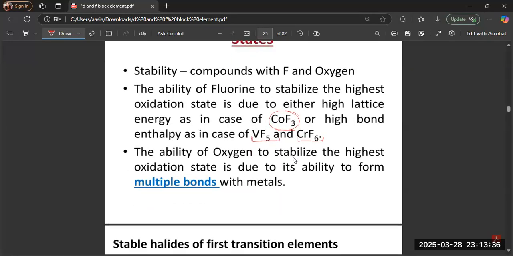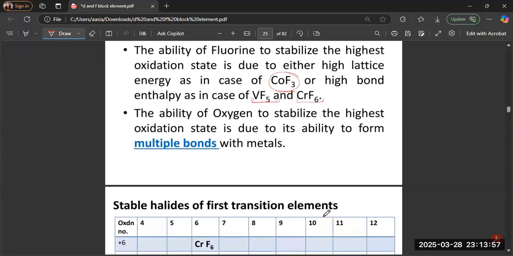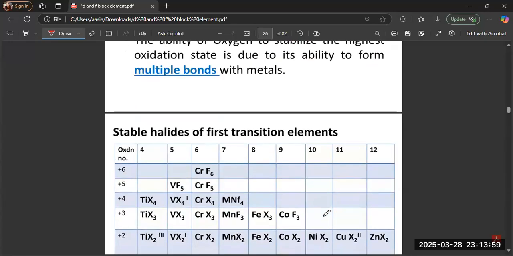Now, the ability of oxygen to stabilize the highest oxidation state is due to its ability to form multiple bonds with metals. Because oxygen has the ability to form multiple bonds with metals, it stabilizes the highest oxidation state.